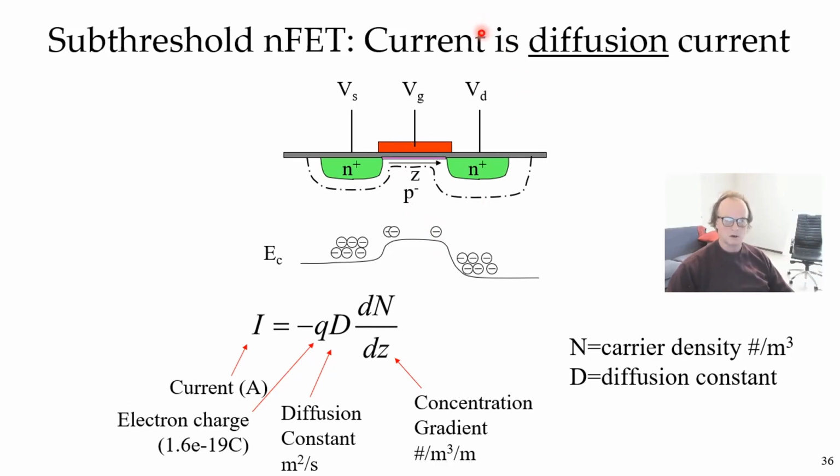And now we assume that the current is diffusion current, so the current in amps is just given by the diffusion equation. It's the electron charge times the diffusion constant in meters squared per second times the concentration gradient in number per meter cubed per meter. Okay? Here, n is the carrier density in number per meter cubed, and D is the diffusion constant. So if we can work out the concentration gradient and know what the diffusion constant is, then we can work out the current. But what is this concentration at the drain and source end of the channel?